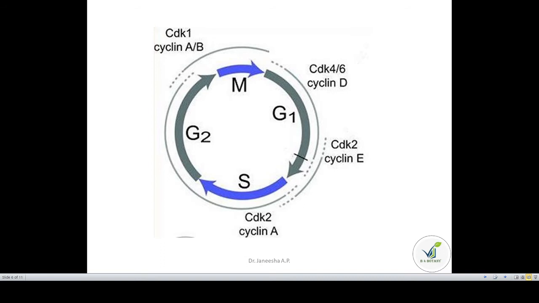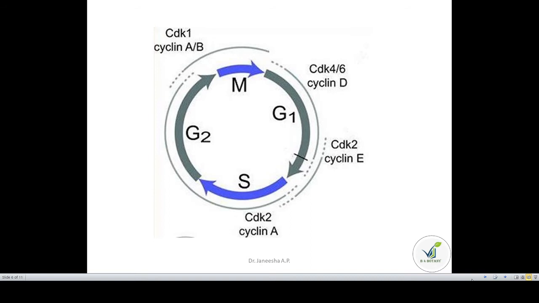So the cyclin D, which will combine with the CDK4 and CDK6, is activated during the G1 phase. And the cyclin E, which is combined with the CDK2 and forms the complex, starts its action at the mid of the G1 phase and ends at the mid of the S phase.